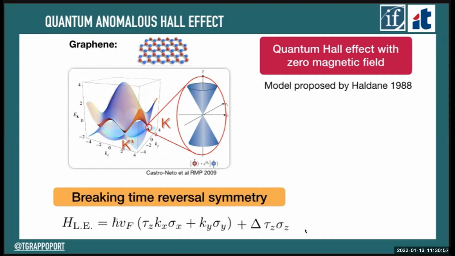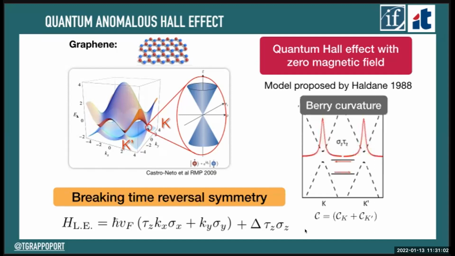So this is a quantum Hall effect without an external magnetic field. And if we look at the Berry curvature of the system and the spectrum, we see that this is the spectrum of graphene with a mass term, so it has a gap. And if we calculate the Berry curvature, it has the same structure for K and K prime. We can calculate that integral for K and K prime, and the sum of the integral for K and K prime will give us the Chern number of the system.